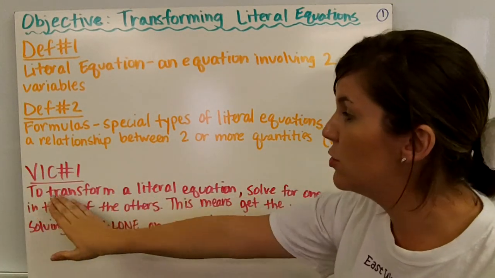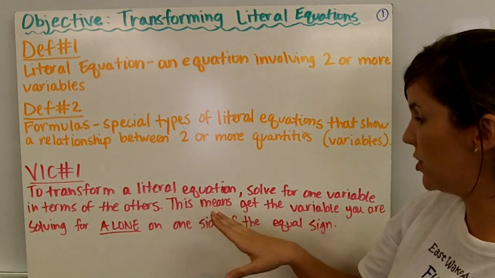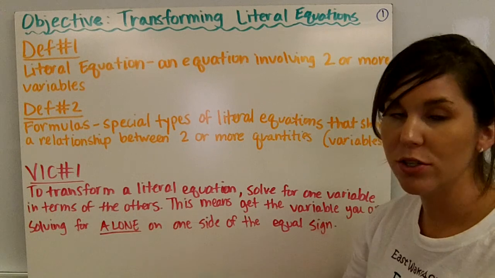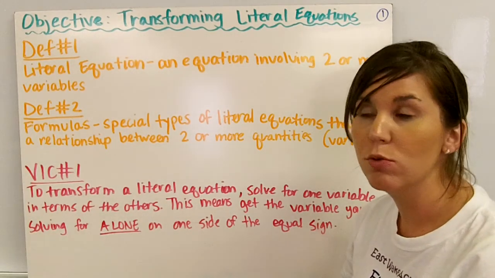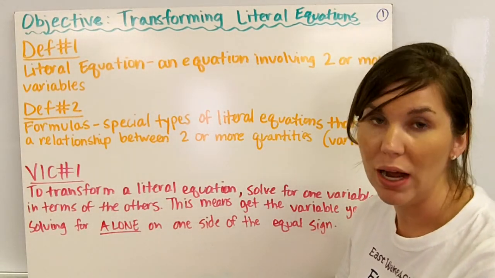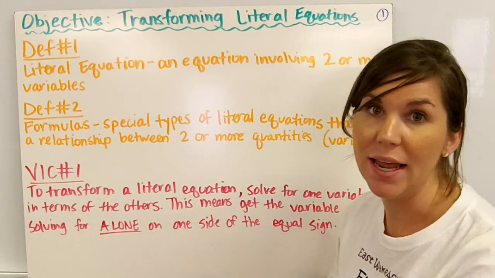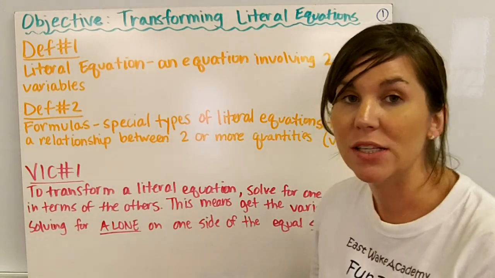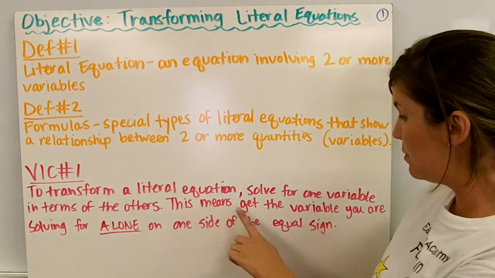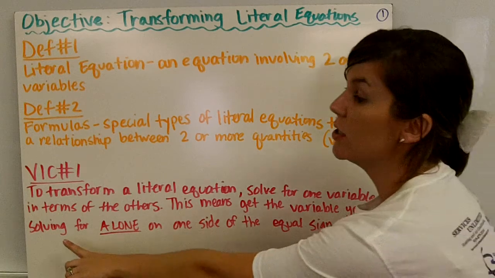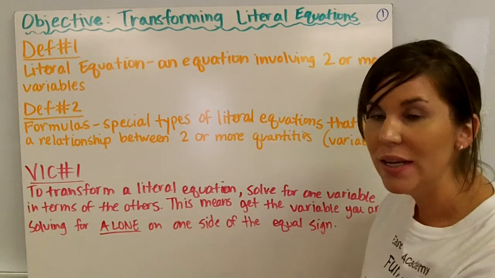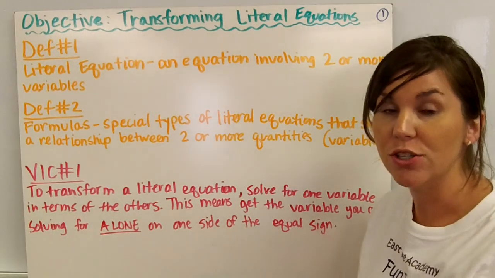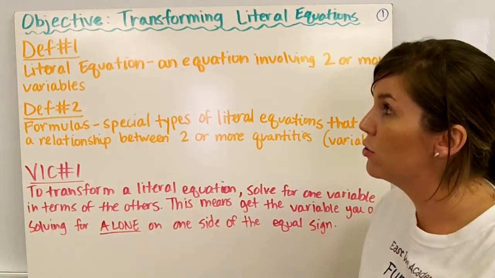Vocabulary number 1. To transform a literal equation, solve for one variable in terms of the others. So the problem will say, solve for x in terms of y, or solve for a in terms of b and c. Solve for one variable in terms of the others. This means get the variable you are solving for alone, all by itself, on one side of the equal sign. So on one side of the equation, all you're going to have is one single variable.